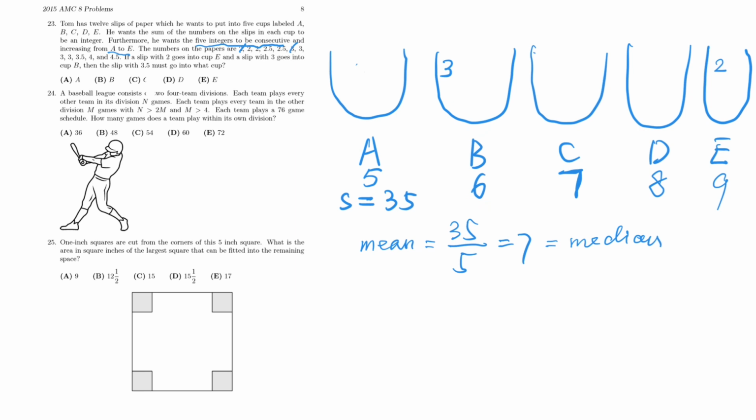We can only put the 2 and the 3 in cup A. So we already have the 2, then use the 3, okay? So 2 plus 3 is 5, and 6 is 3 plus 3. So we put another 3, so we cross off another 3. And that's the 6. For C, that's 7. We can put the 2.5.